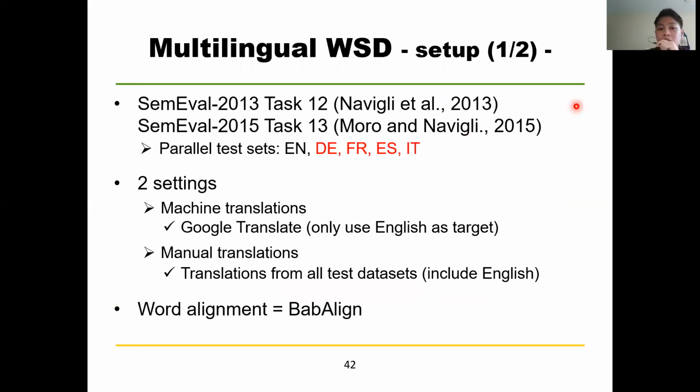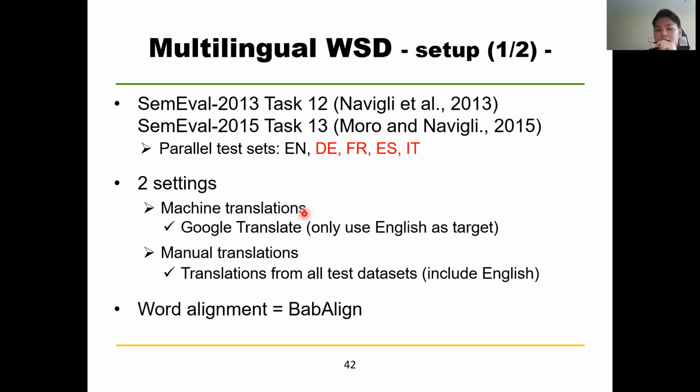The last set of experiments we perform is multilingual WSD. We employ test sets from 2 shared tasks, and we test on German, French, Spanish, and Italian. And since they are parallel test sets, we can get manual translations, but we also want to test our methods in the noisy setting where we extract translations from machine translation systems. So we have 2 evaluation settings.